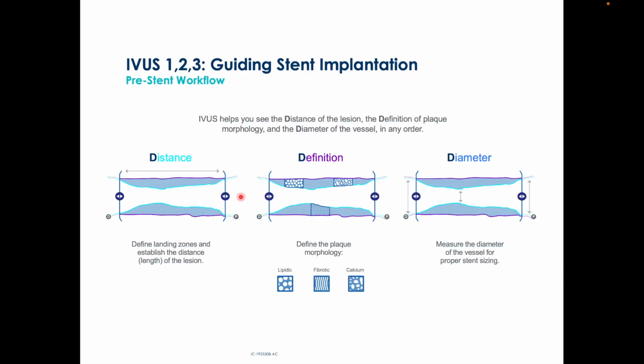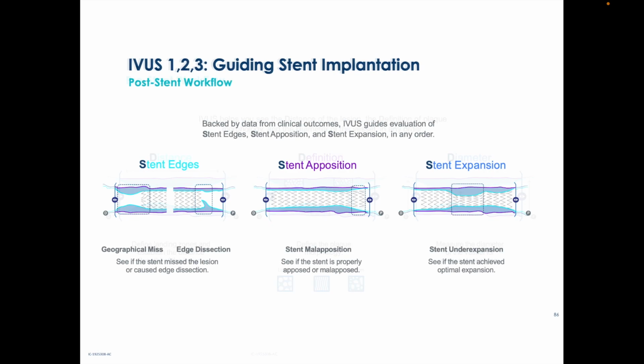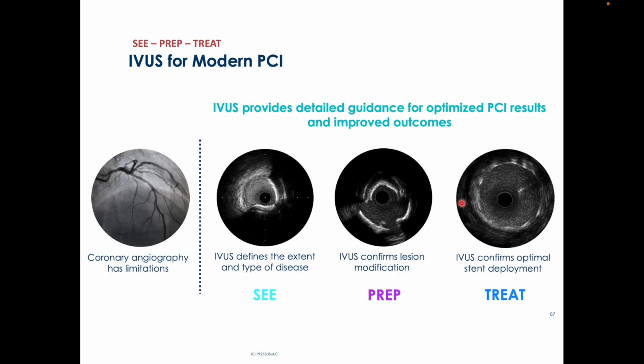IVUS helps us to measure the exact distance of the lesion, the length, so you can determine the length of the stent. It defines the morphology of the plaque, whether it is lipidic, fibrotic or calcific. And then you can also determine the diameter of the vessel, what size of stent you need. You look at the stent edges, look for geographical miss, you look for edge dissections, you look for stent apposition and stent expansion in order to optimize your stent result.